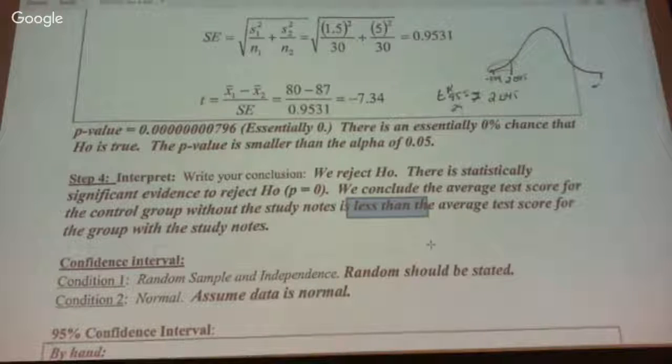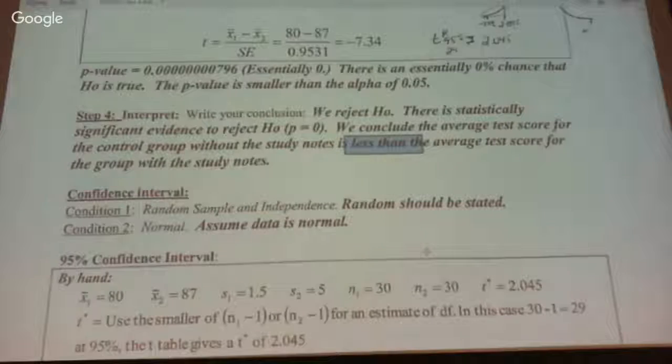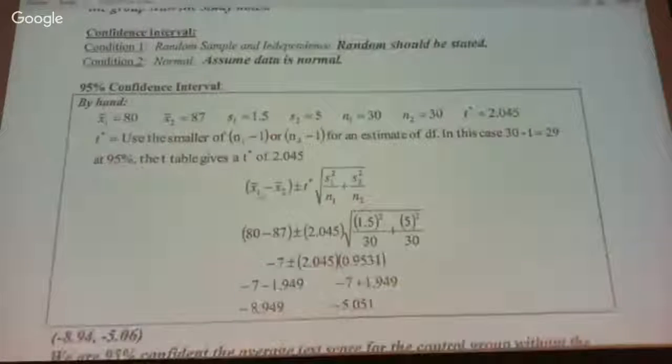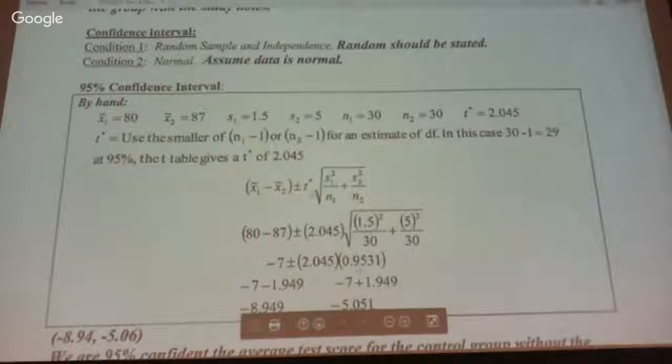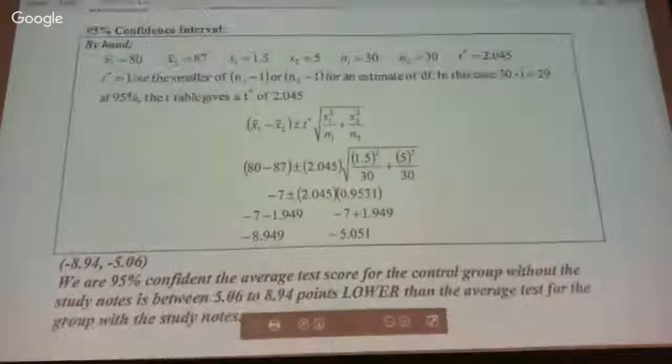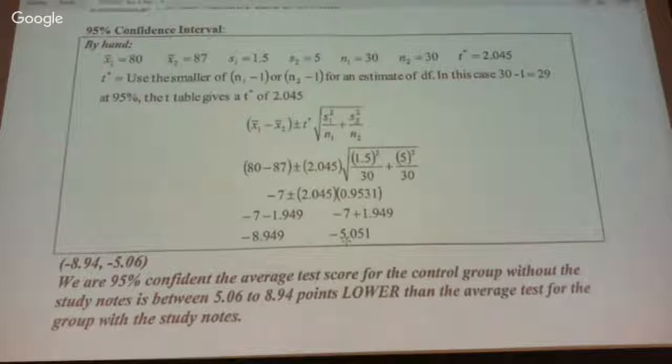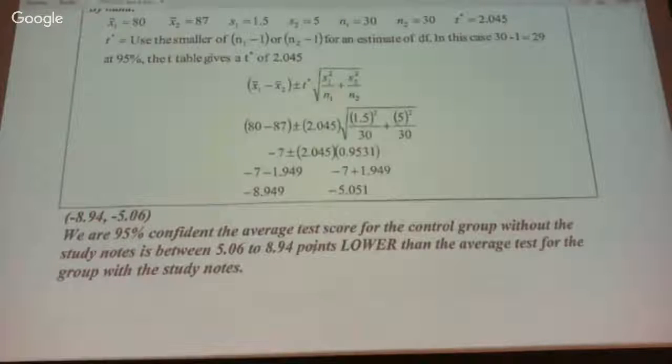So am I expecting, when I do the confidence interval, 2 negatives, 2 positives, or a negative and a positive? 2 negatives. And when you do the work, x bar 1 minus x bar 2 plus or minus your T star times your SE, you get 2 negatives. How do I interpret the 2 negatives? If I don't get notes, my score is going to be what? Lower by 5 to almost 9 points. So we are 95% confident that the average score for the control group, without the study notes, is between 5.06 and 8.94 lower than the group with the study notes.